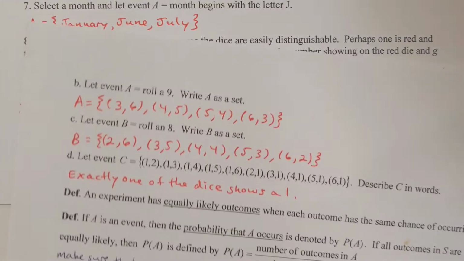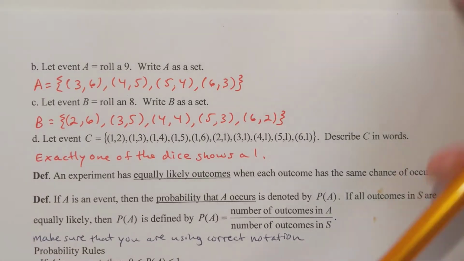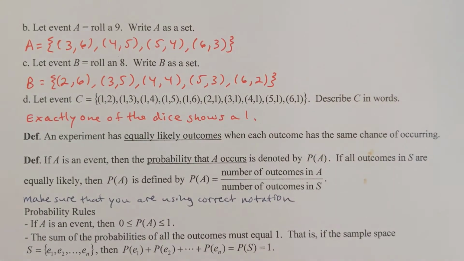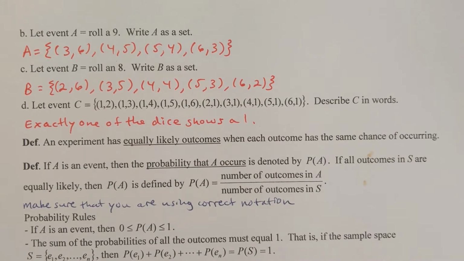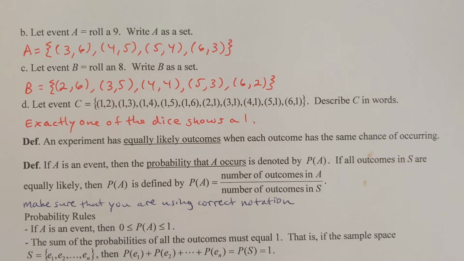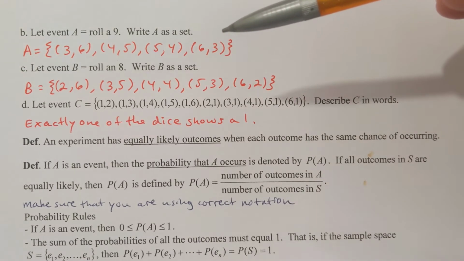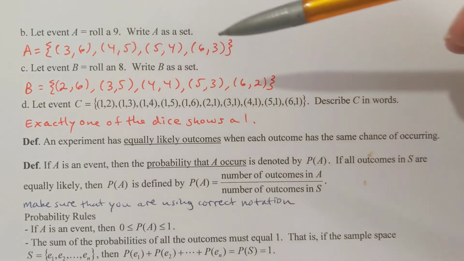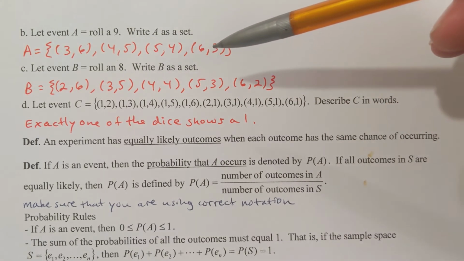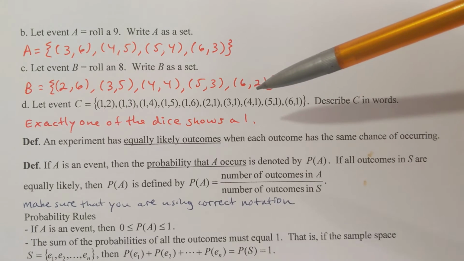Part B, let event A be the event that you roll a 9. Event A is a set, and by the way, an event is a set. So it's important that whenever we list an event, we're using set bracket notation. So what are all the ways that can happen when I roll a 9? Well, I can roll a 3 and a 6, a 4 and a 5, a 5 and a 4, or a 6 and a 3, and that'd be it.